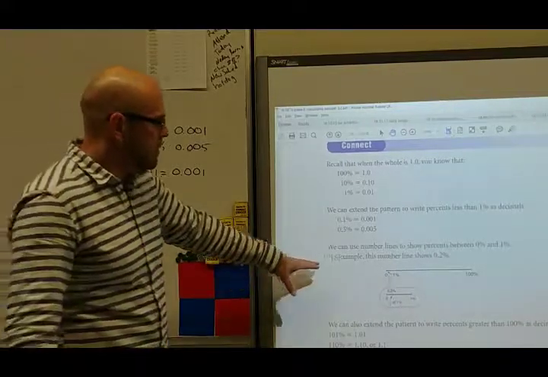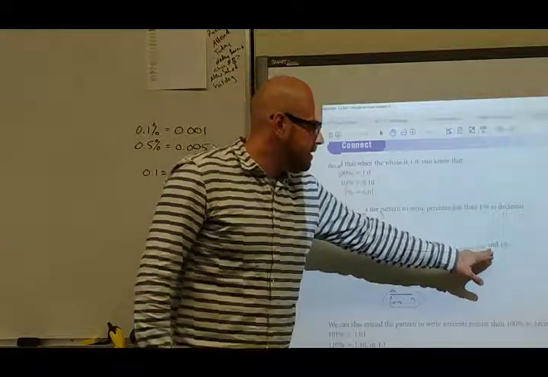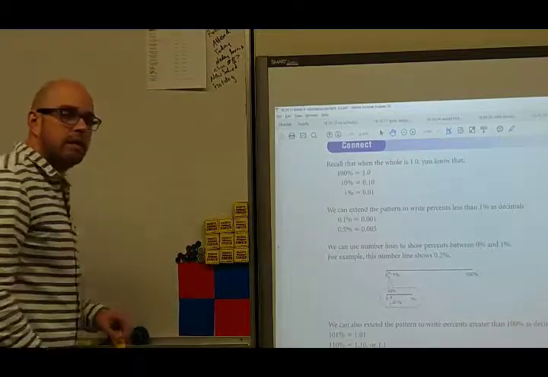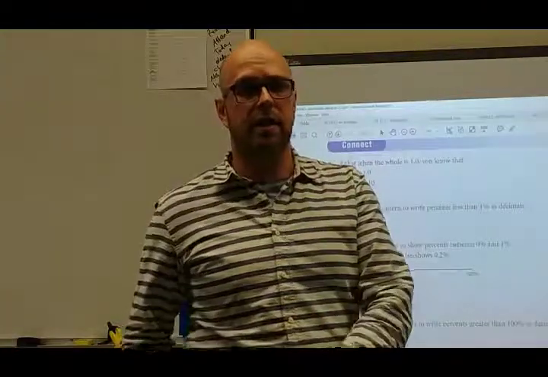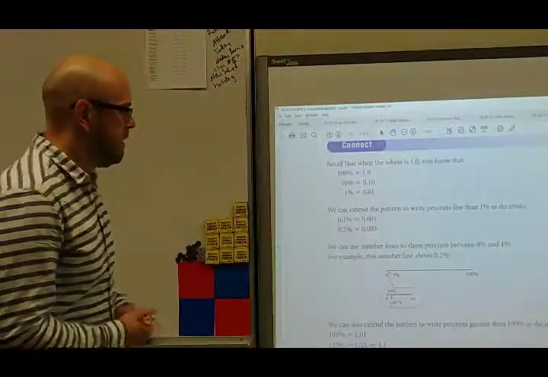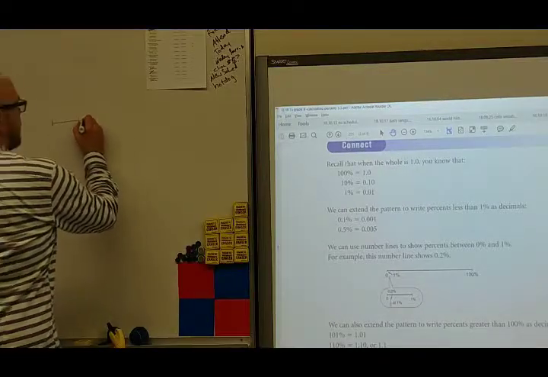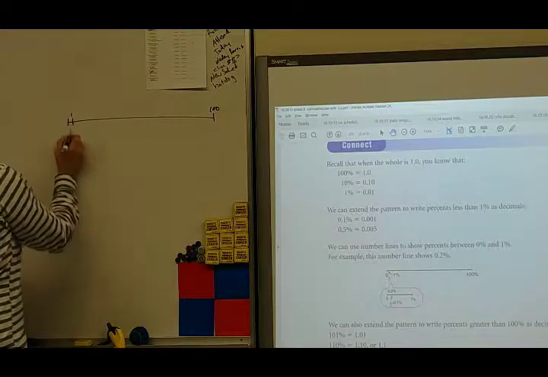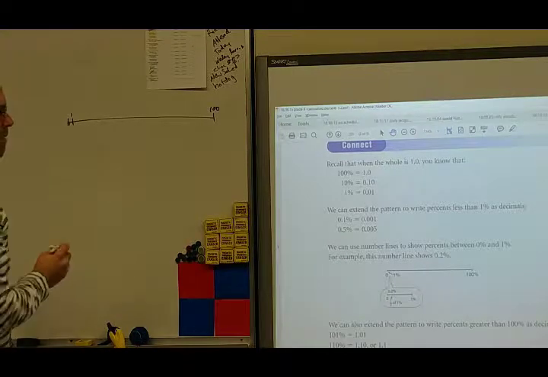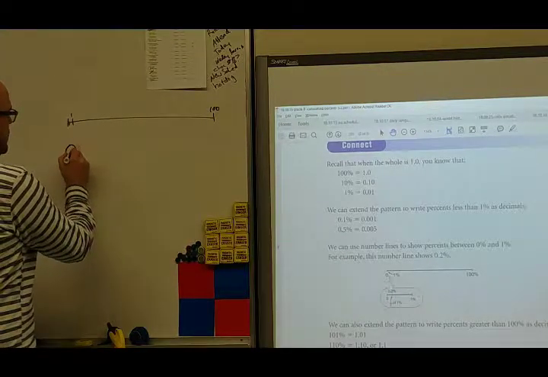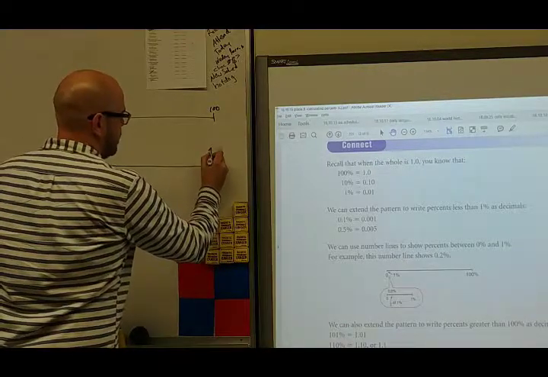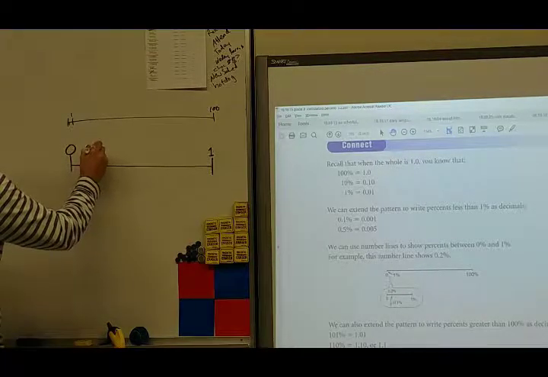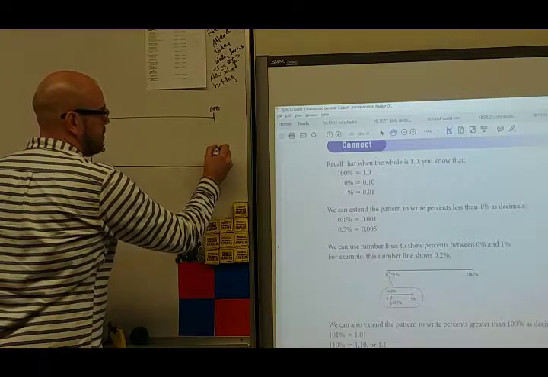Then it says we can also use number lines to show percents between 0 and 1%. Now this is a confusing point. If I just said at the beginning of this lesson, draw me a number line and show me a percent that's between 0% and 1%, that would be a hard ask. But let's see what we can do with that. Here we have the number line, and we've got 100%. And here's 1%. And there's part of 1%. Well, instead, we'll do a number line like this. 0%, 1%. I could find a decimal between this. Well, how about this? 0.2%. There we go.